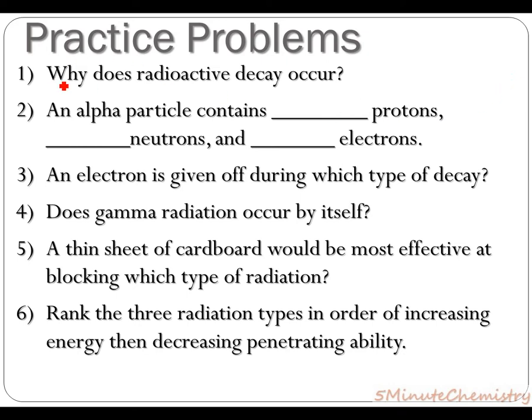So why does radioactive decay occur? Radioactive decay occurs because unstable atoms give off particles to become more stable.